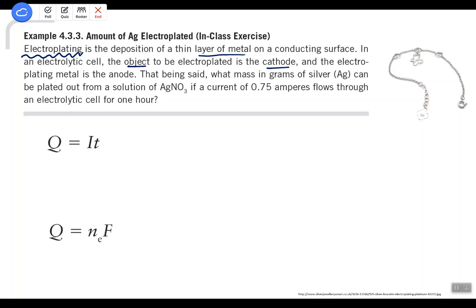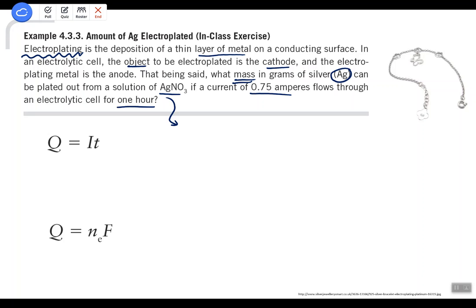The object is the cathode. The precious metal is going to be reduced from an aqueous form onto a solid form onto this object. And we want to know what mass of silver can be plated out of a solution of silver nitrate if a current of 0.75 amps is used, and this experiment goes on for a whole hour.